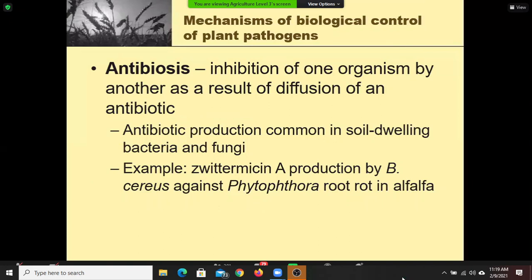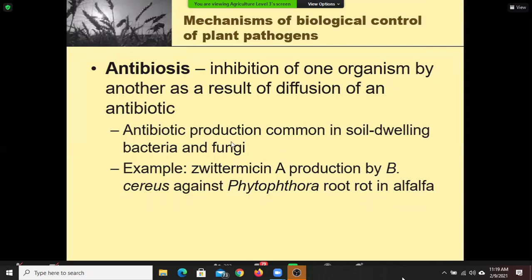You can see here, most of the beneficial fungi and bacteria living in the soil, the soil-borne microorganisms, produce antibiotics. For example, you can see here Deuteramycin A. This is an antibiotic produced by the bacterium Bacillus cereus, and this antibiotic is effective to control Phytophthora root rot in alfalfa.